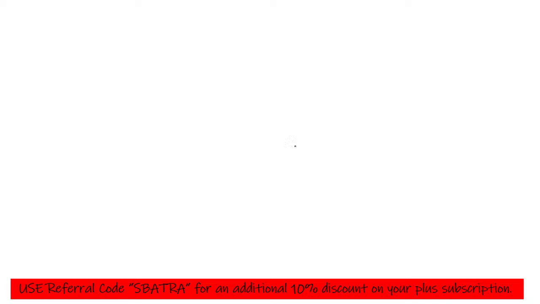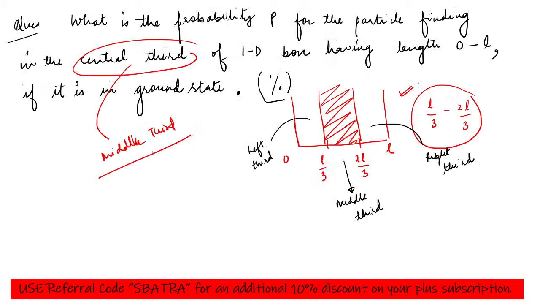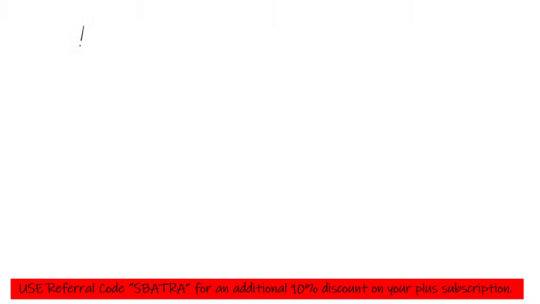Okay, so basically what's the question? The question is, if you have a 1D box, that is a one dimensional box having length 0 to L, you have to find the probability of the particle in the middle third region or central third region. Let's suppose I have a box, and the limits are 0 to L. That means the length is 0 to L. I have to find the probability in the middle third. So from this we get a clue that we have to divide this into three parts.